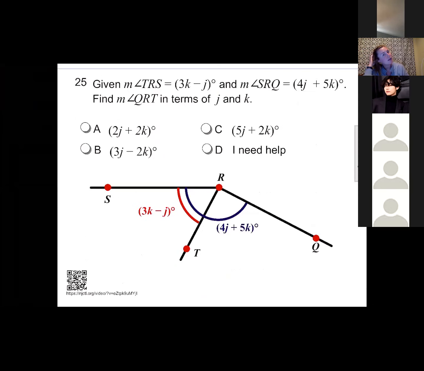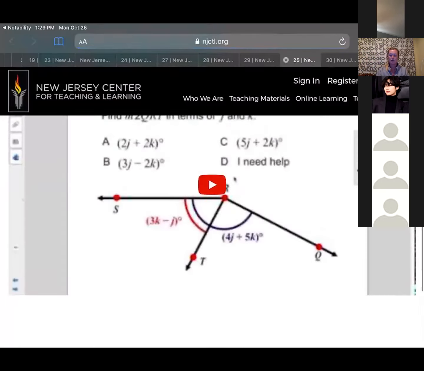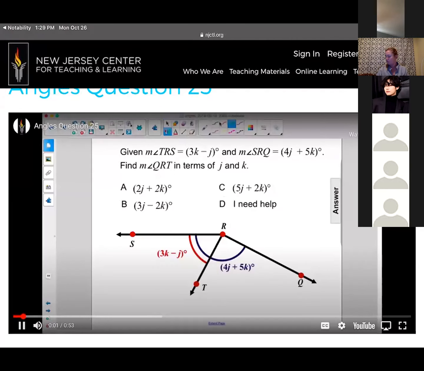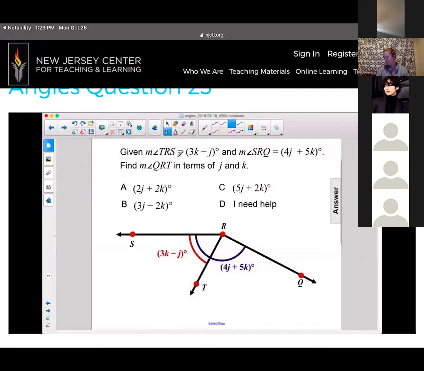This question is not for a grade. This is like a bonusy type question, but if you get it right, then you got a little bonus there. Given that the measurement of angle TRS equals 3K minus J, so that's here in red, and the measurement of angle SRQ equals 4J plus 5K, that's the large angle in blue here, find the measurement of angle QRT here in terms of J and K.